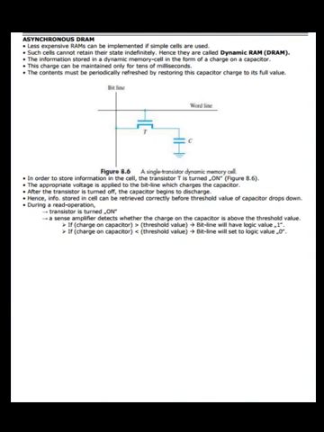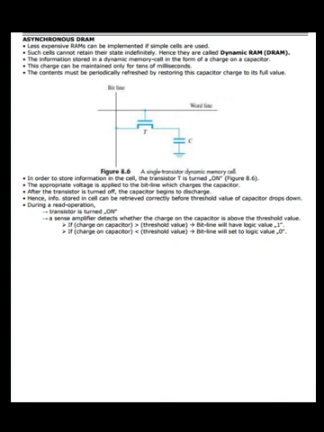Now let us see asynchronous DRAM. Less expensive RAMs can be implemented if simple cells are used. Such cells cannot retain their state indefinitely, hence they are called dynamic RAM, DRAM. The information is stored in a dynamic memory cell in the form of charge on a capacitor. This charge can be maintained only for tens of milliseconds. The contents must be periodically refreshed by restoring the capacitor charge to its full value.